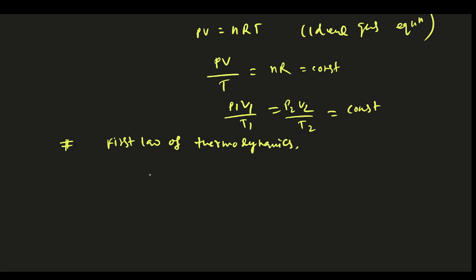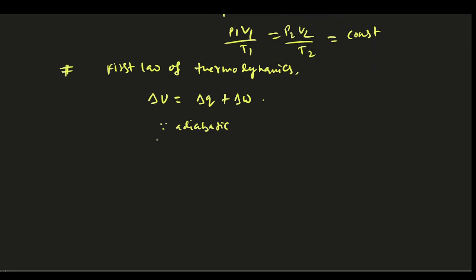The first law says that delta U, that is internal energy, equals delta Q plus delta W. Since this is an adiabatic process, Q equals 0, so delta Q is 0. For an adiabatic process this is 0, so we can put delta U equal to delta W.